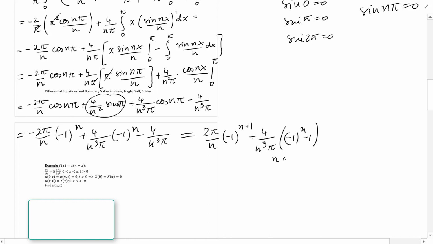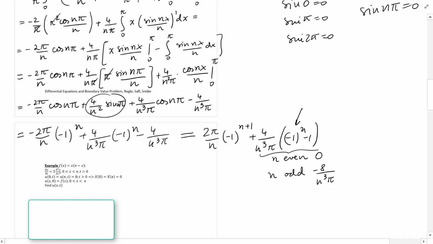So if n is odd, or maybe let's start with n even. If n is even, like 2, 4, 6, this becomes 1 minus 1, so this whole thing is 0. So this whole thing is 0 if n is even. And if n is odd, we get negative 1 to the third, negative 1, so we get negative 8 over n cubed pi.